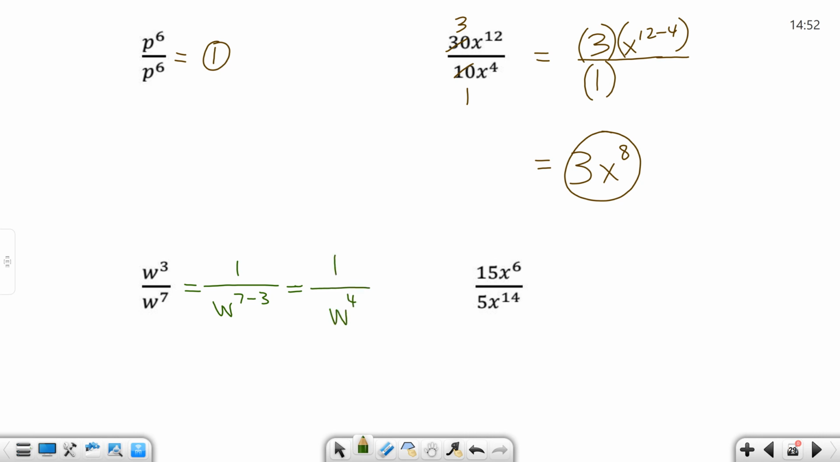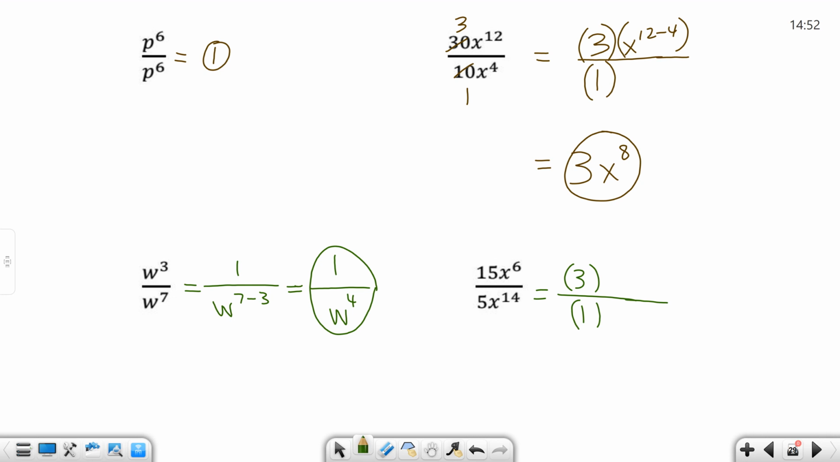1 over W to the 4th. 7 minus 3 is 4. All right? So then 15x to the 6th over 5x to the 14th. Again, we have one term over one term. So then we look at the factors. 15 over 5. That becomes 3 and 1, just like I started the last one, right?